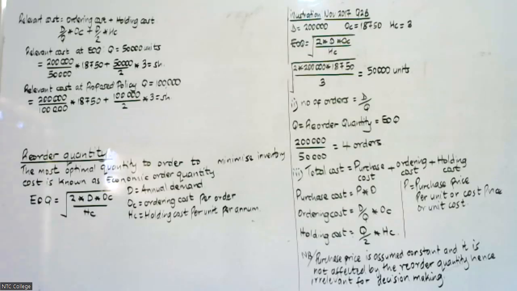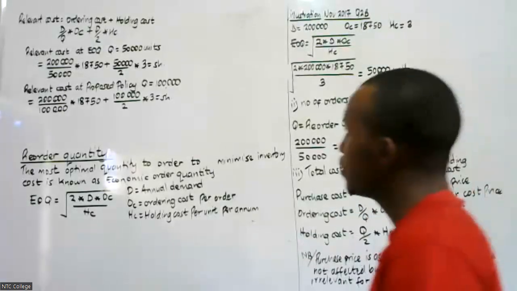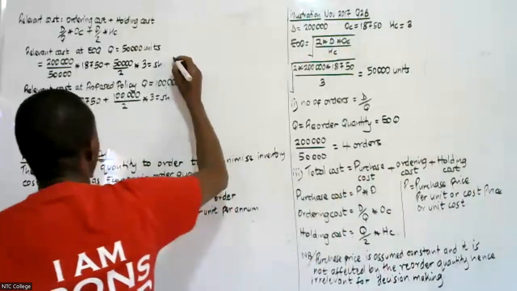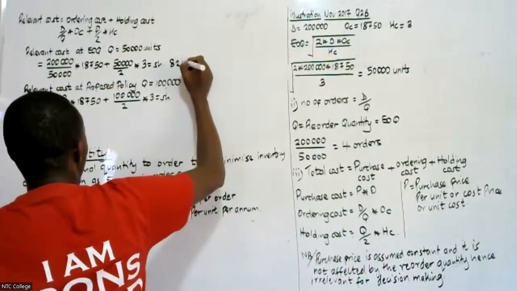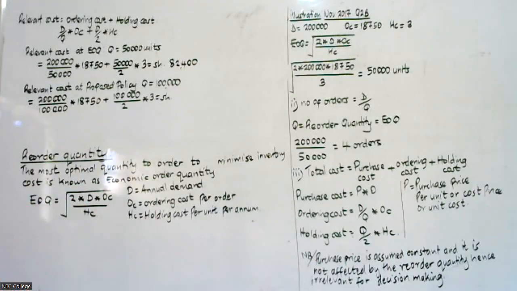The first relevant cost I got 82,400. The second one I got 153,700.